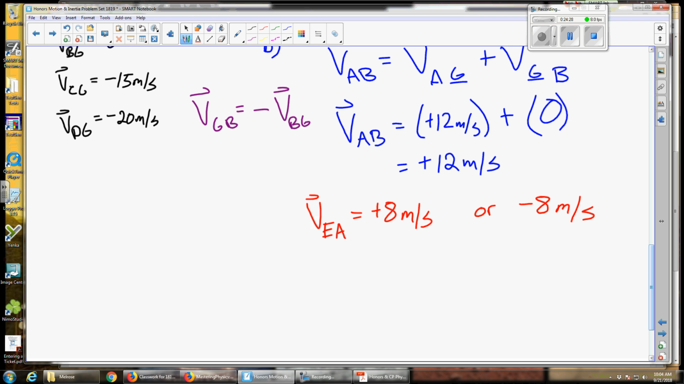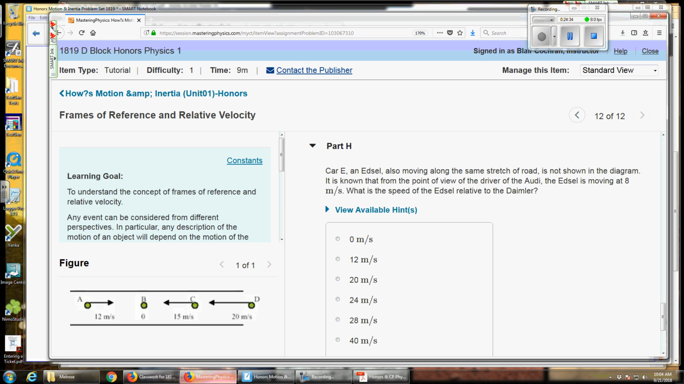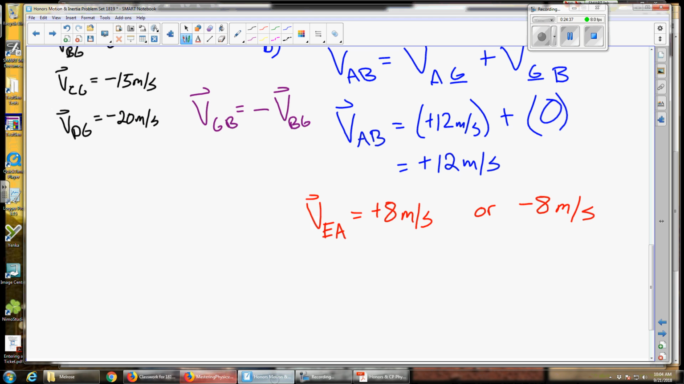So I want to find out the velocity of E with respect to D. I do the velocity of E with respect to something plus the velocity of something with respect to D. The only thing I know E to is A, so I have to put E to A here because I don't know E to anything else. That means I need the velocity of A with respect to D, which I don't know yet.